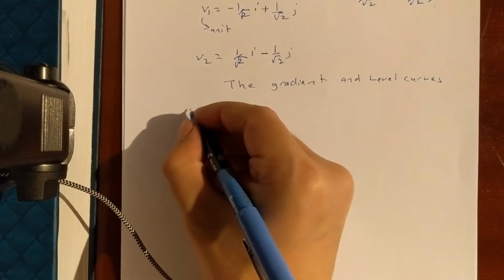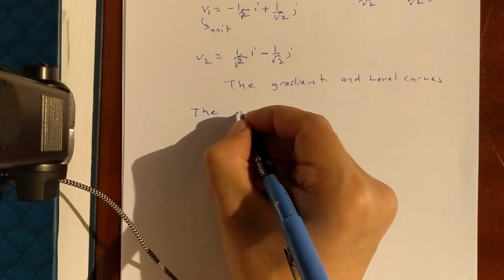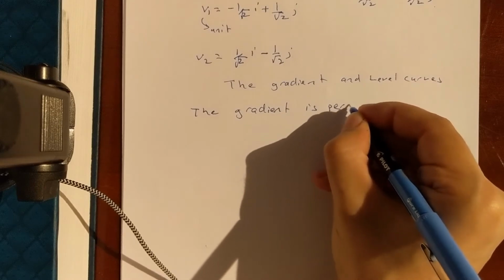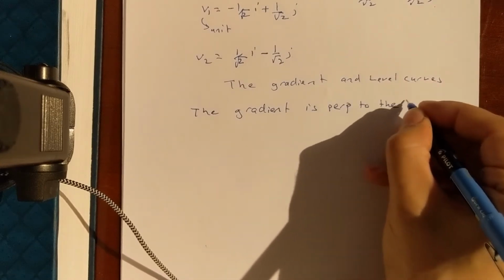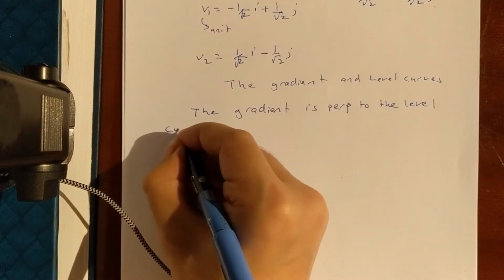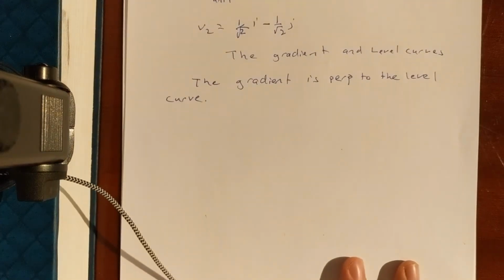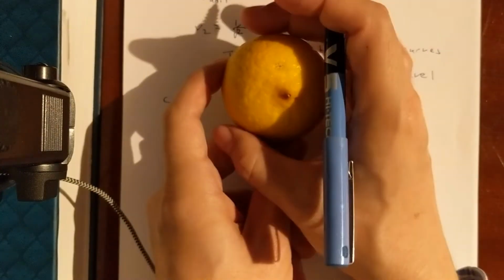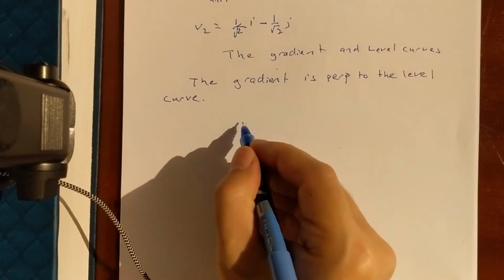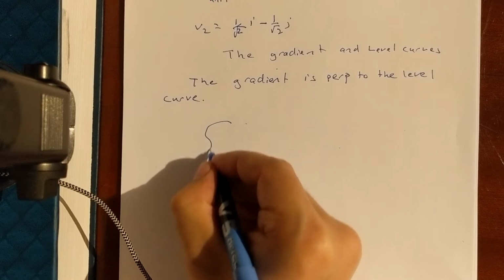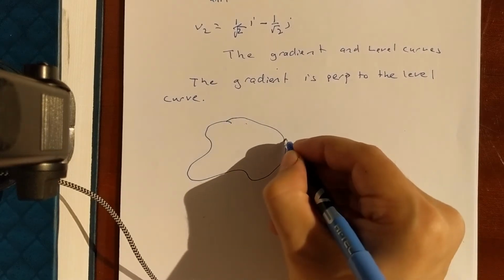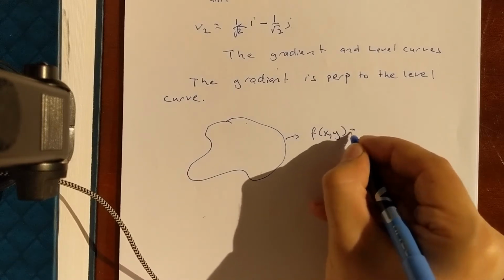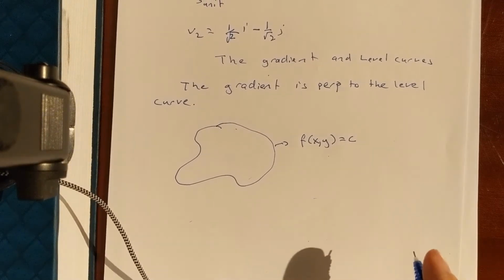So the summary is the gradient is perpendicular to the level curve. Okay, so let's say the level curve of the lemon was probably a circle, but let's take a funky level curve. Let's say we had a function f of x y, and this is the level curve f of x y equals c, some constant, at some constant height.